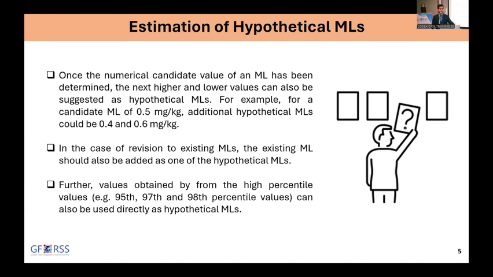In the case of revising, I have an ML, and now I'm trying to revise it. I should consider the already adopted ML as a candidate again. So I should always consider this existing ML as one of the hypothetical MLs. Further values, as we said, could be obtained from the high percentile values, normally the 95th, 97th, or 98th percentile.